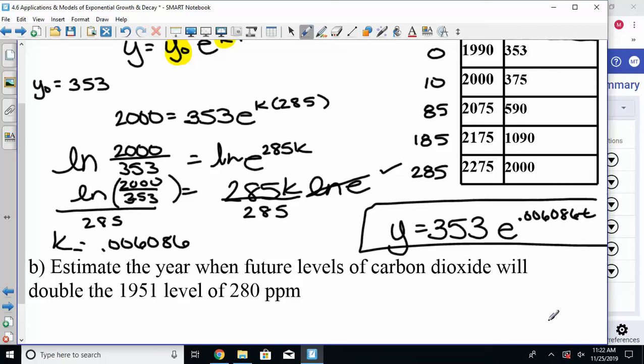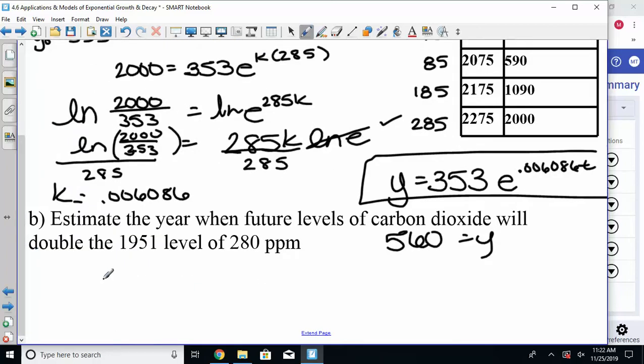Any other questions? Part B says, estimate the year when the future levels of carbon dioxide will double the 1951 level of 280 parts per million. So if we double it, what level do we want to reach? Okay, come on guys. You double 280. Thank you. So that has to be our y.